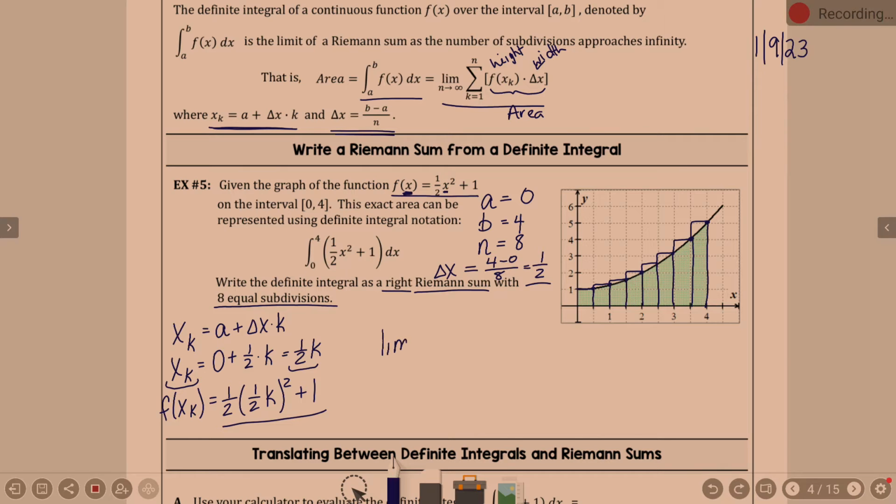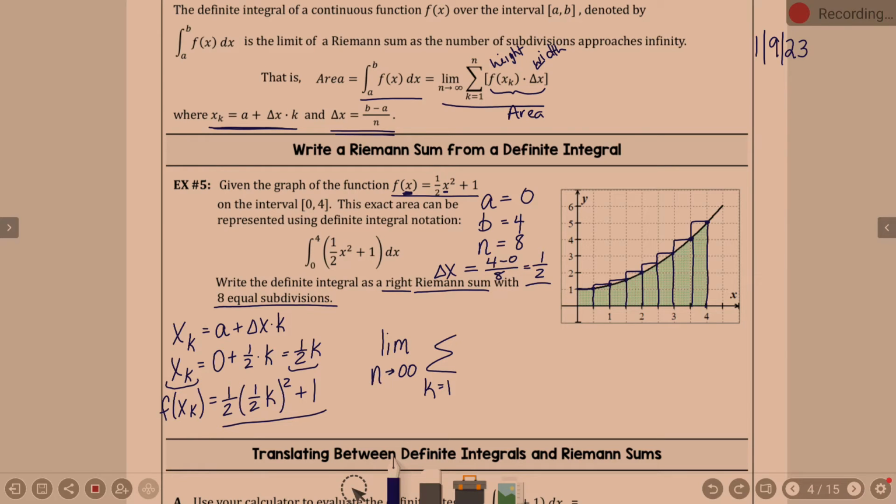So this is going to be the limit as n approaches infinity. Now, actually, I guess I don't have the limit part written here. Did I just not write it? The limit would be here, wouldn't it? I don't know why I don't have the limit there. Okay, so the limit as n approaches infinity of the sum. And assuming we're doing a right Riemann sum, which we did, k equals 1 to n.